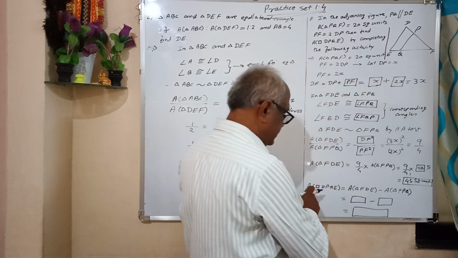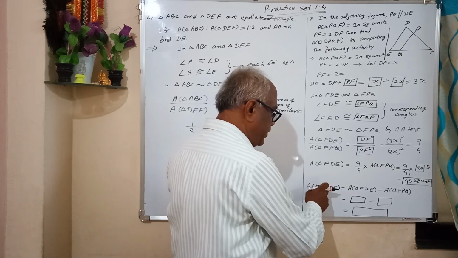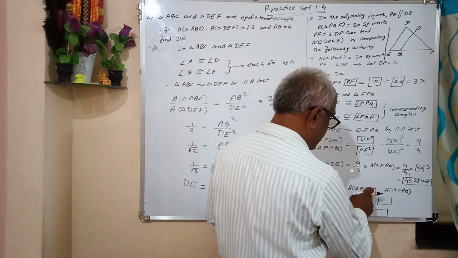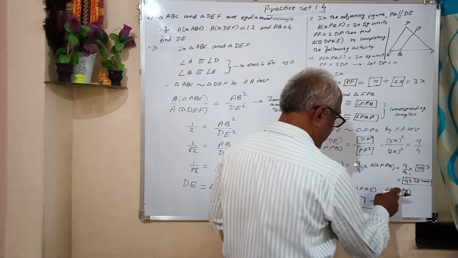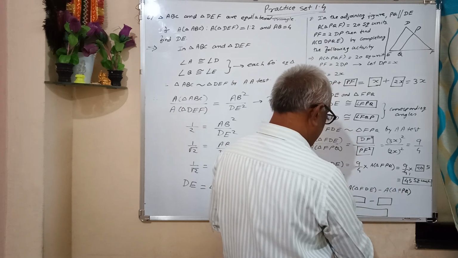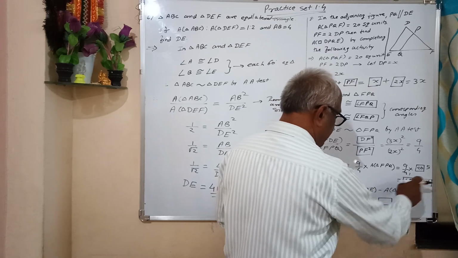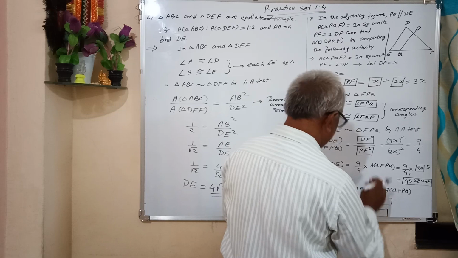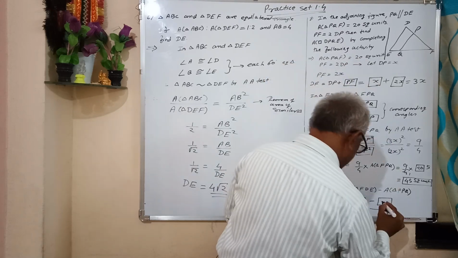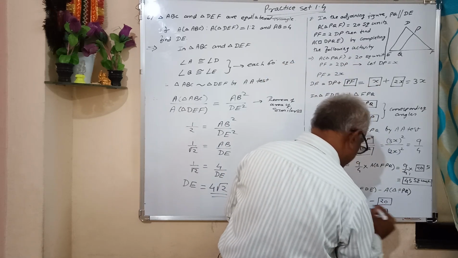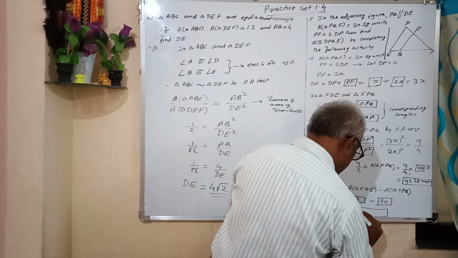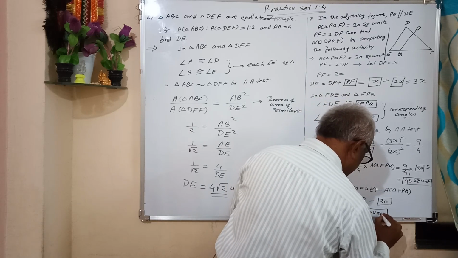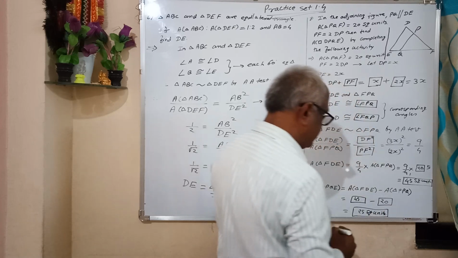Then area of quadrilateral DPQE is equal to area of triangle FDE minus area of triangle FPQ. FDE we have calculated, that is 45, minus this given in the question, that is 20. 45 minus 20, that is 25 square units.